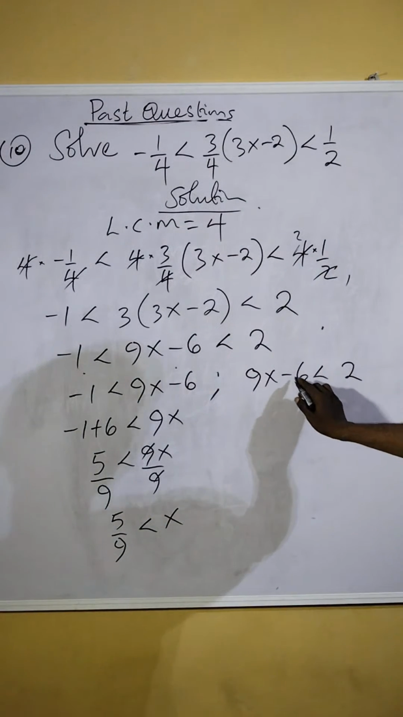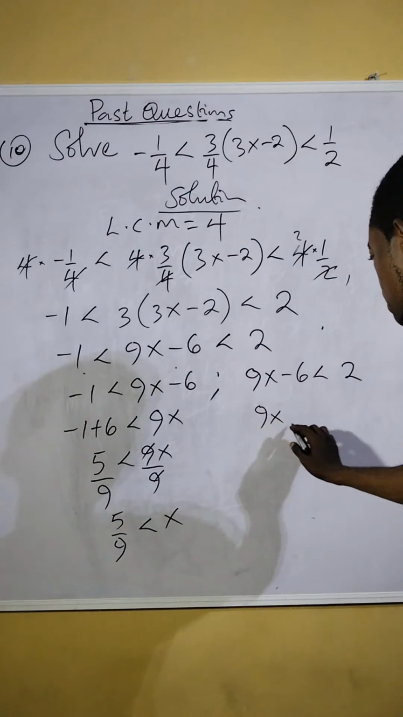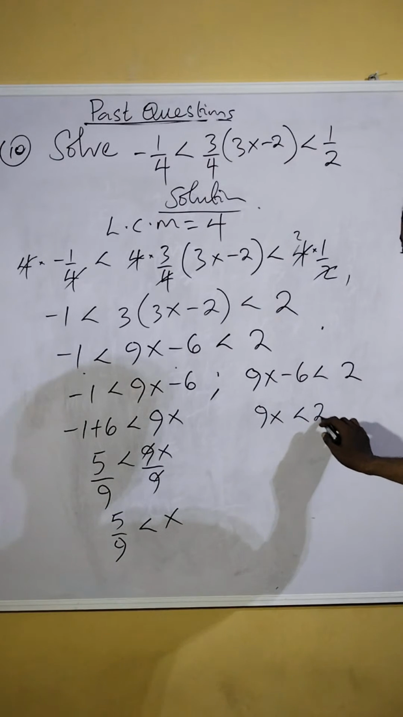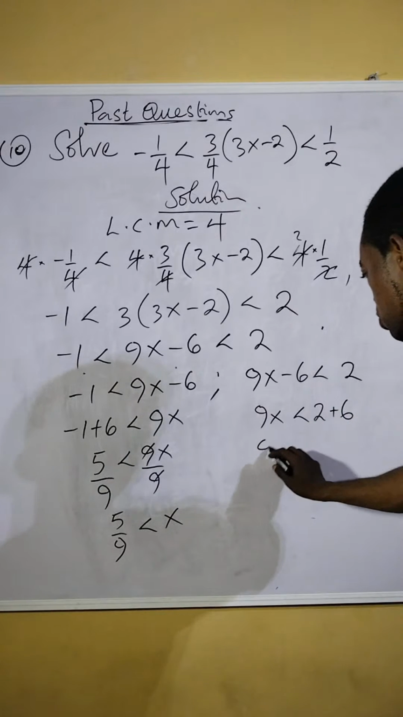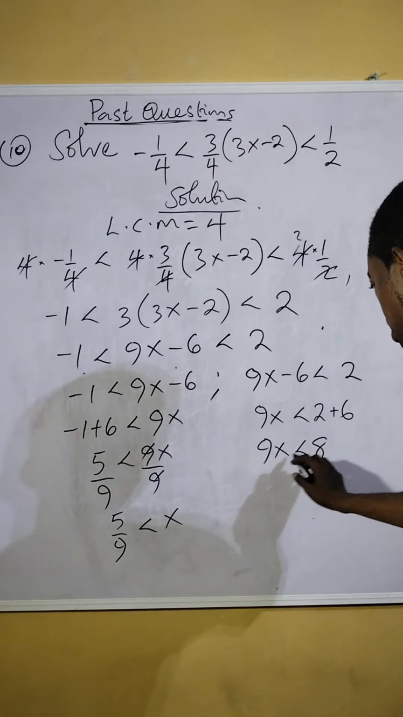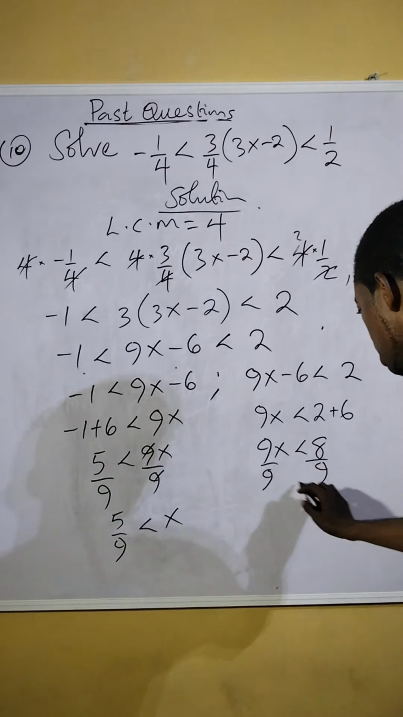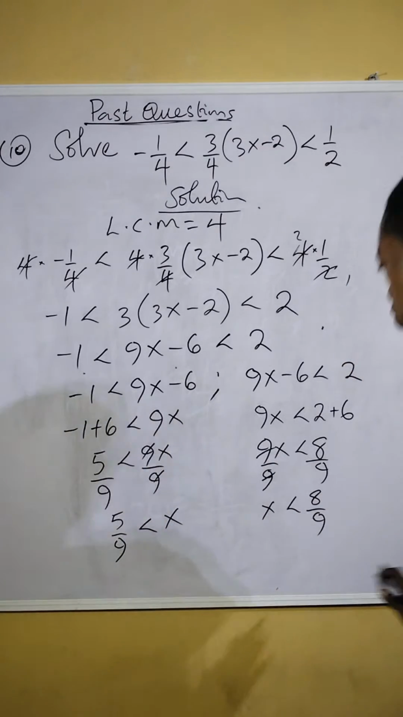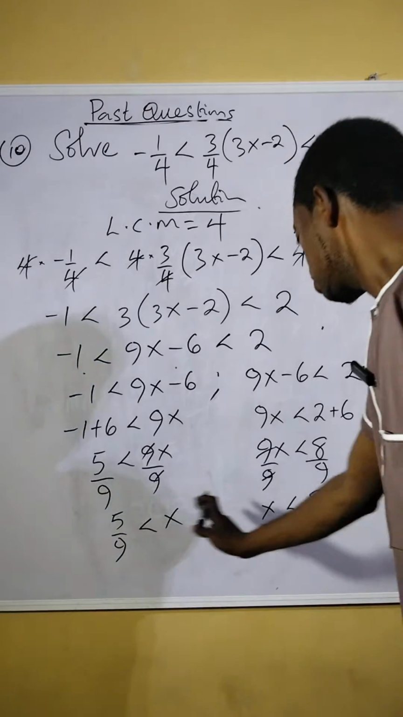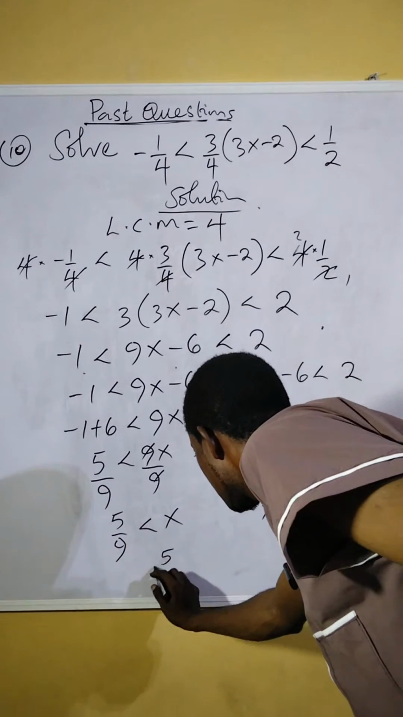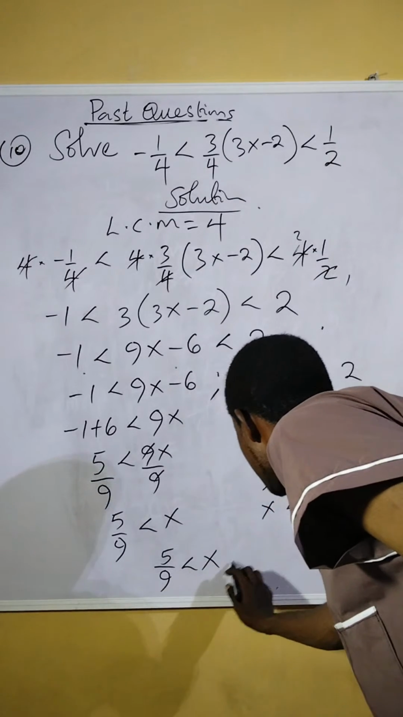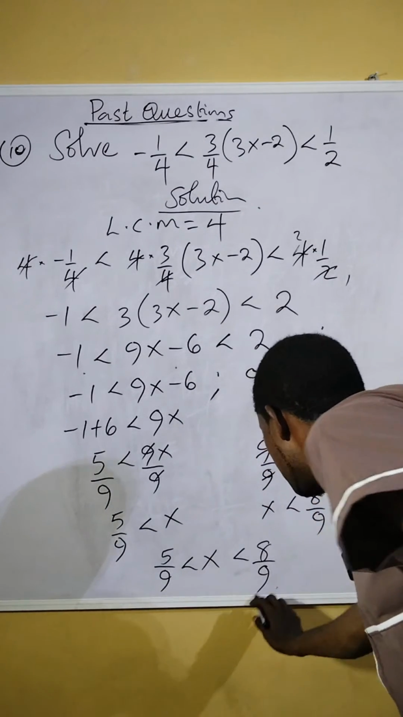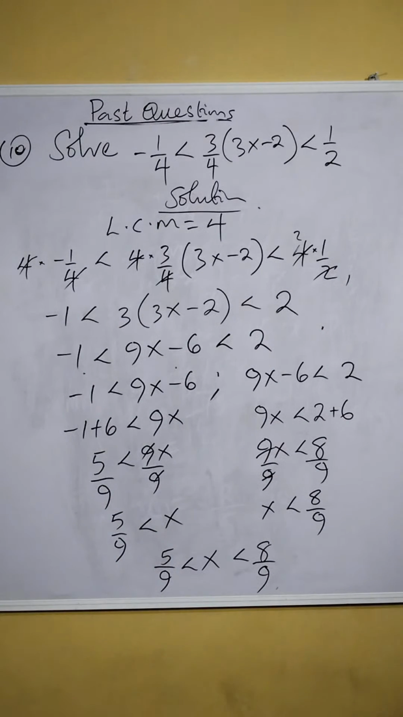Same thing here, we solve this. You can take minus 6 over. We now have 9x less than 2 plus 6. When minus comes over, it becomes plus. So we have 9x less than 8. Now divide both sides by 9 as well. The 9s cancel each other here. So we have x less than 8 over 9. And when we match these two together, we can write this as 5 over 9 less than x, which is less than 8 over 9. So that is the range of the value of x.